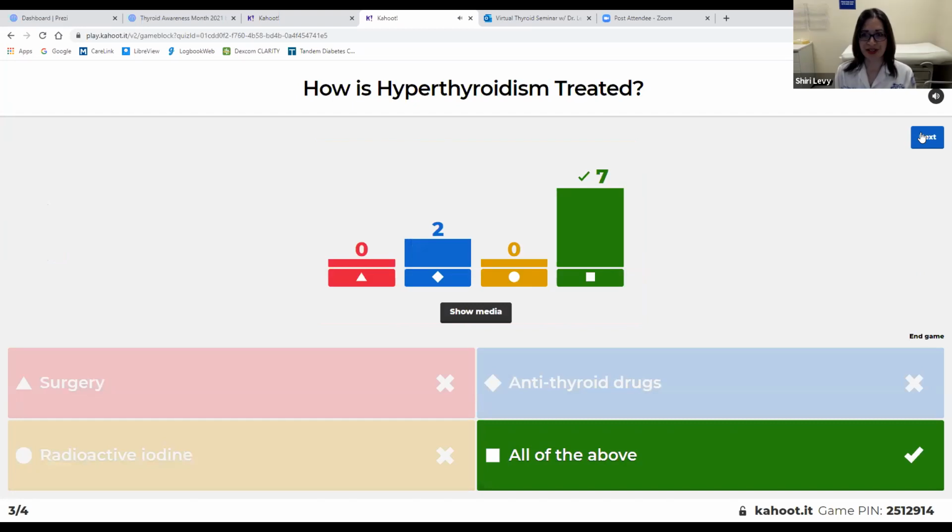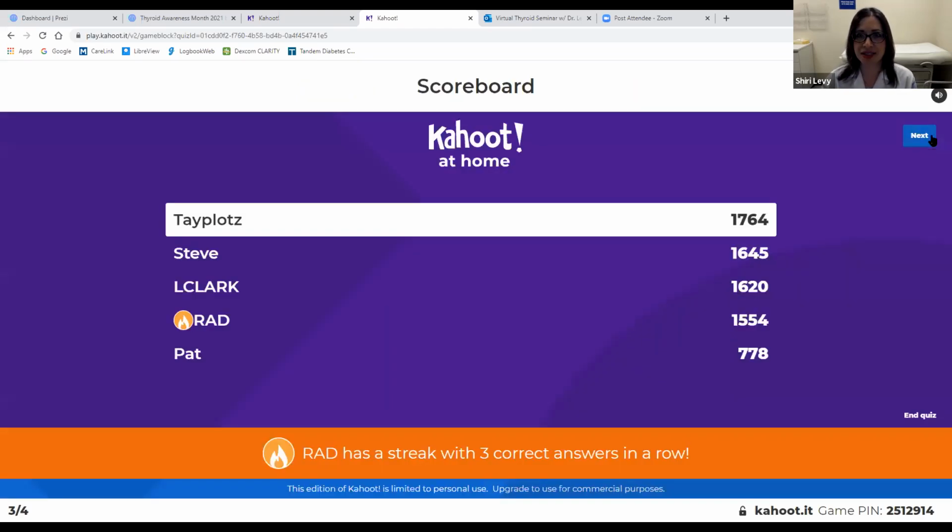Very good. Okay. So it is both surgery, all surgery, antithyroid, and radioactive iodine are all treatment options for an overactive thyroid. Very good. Next.